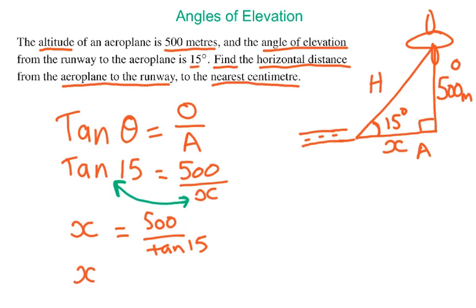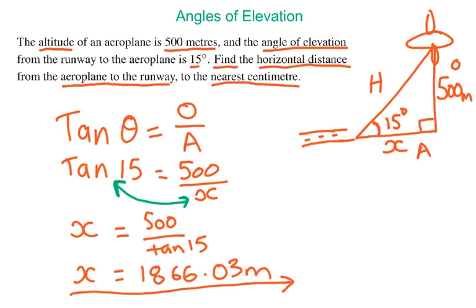And that leaves x to equal 1866.03, and we were in metres, and notice they want it to the nearest centimetre. So if I'm already in the units of metres, that means it's 2 decimal places. Some people like to change the units to be in centimetres from the word go, therefore your answer might be slightly different just because you've converted it to centimetres.